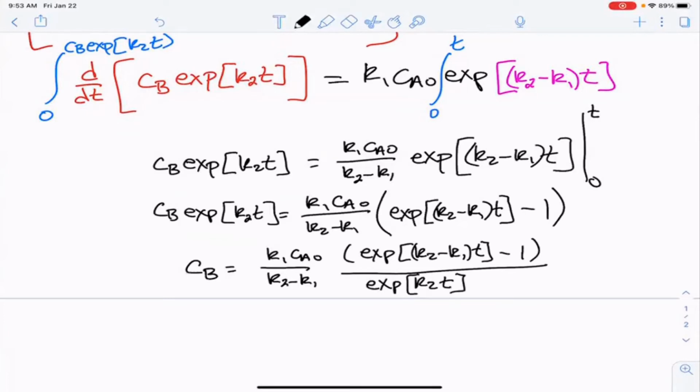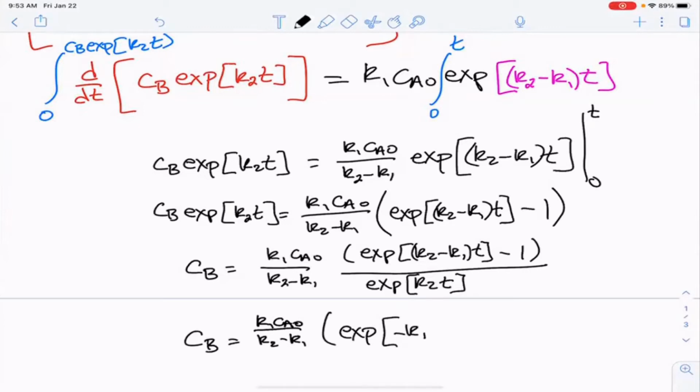And we can simplify that a little bit. CB then just equals k1 CA0 over k2 minus k1 times, so this k2t is going to cancel with that k2t. That's simply going to leave us with the exponent of minus k1 times time. And then we're left with this minus 1 over the exponent term, which just becomes minus the exponent of minus k2 times time.